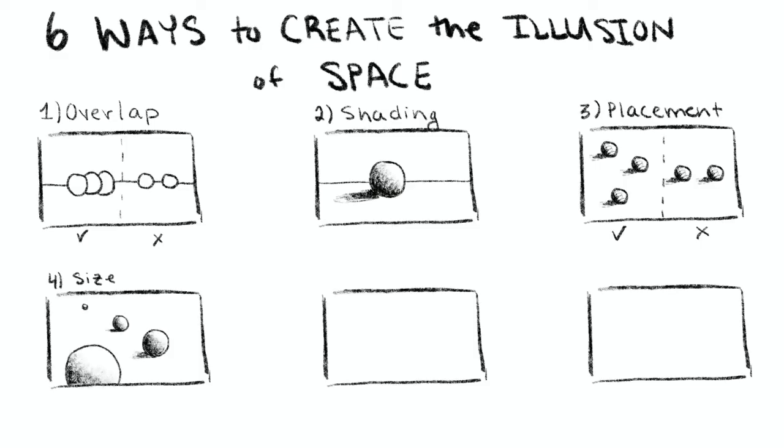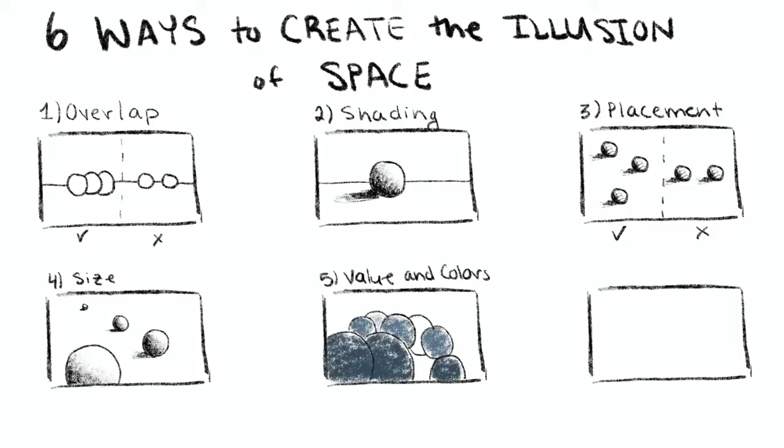With sizing, making things bigger or smaller, even if they're not overlapping, that makes our eyes see some space too. And value and colors are used a lot for landscapes, like atmospheric perspective. Dark colors are in the front, lighter colors in the back.